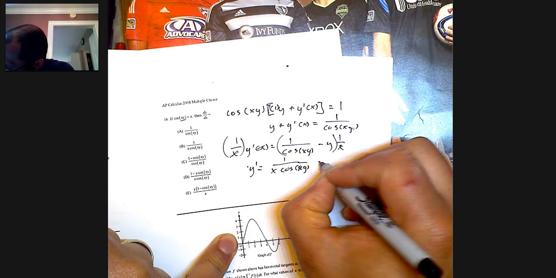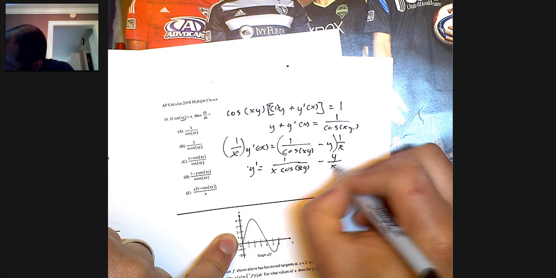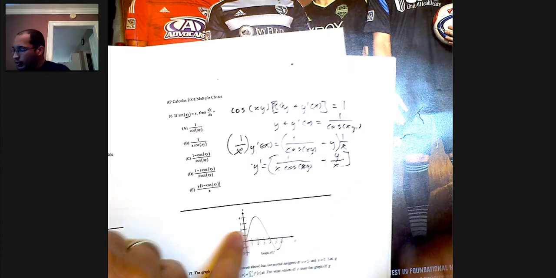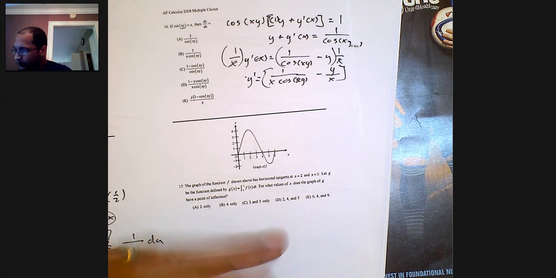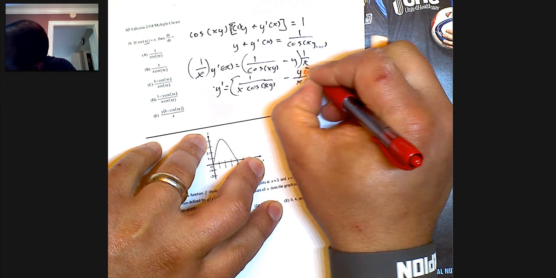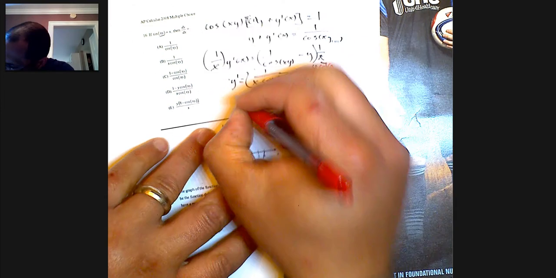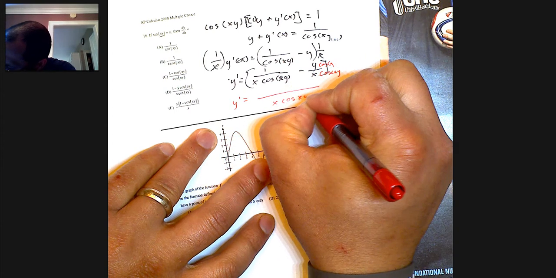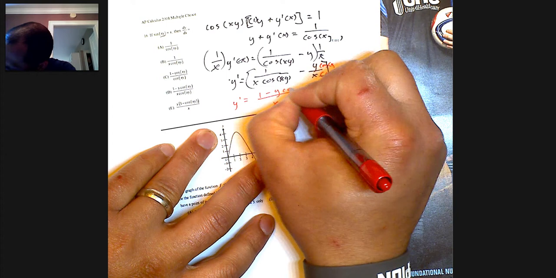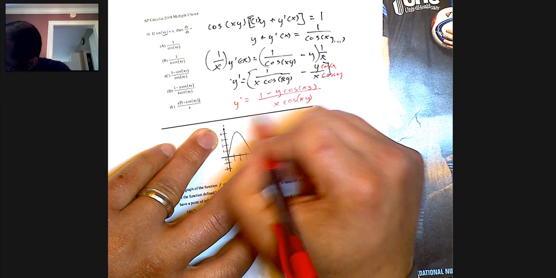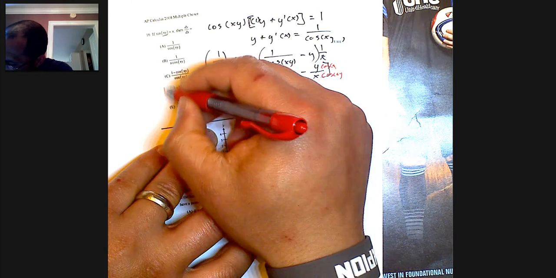But, oh well. So let's see if any of those look good. Probably not. Nope. So what do I need? Common denominators. Here's where my trusty red pen comes in. Okay, so I'm going to do cosine xy and cosine xy. And then I'm going to have y prime equals, and x cosine xy is a common denominator, and it's 1 minus y cosine xy. That better be right. 1 minus y cosine xy over x. Good to go.